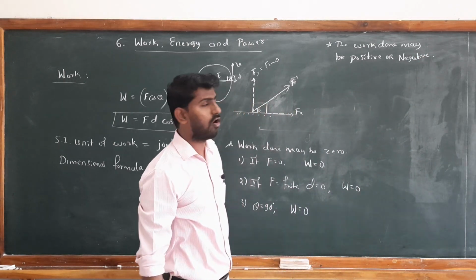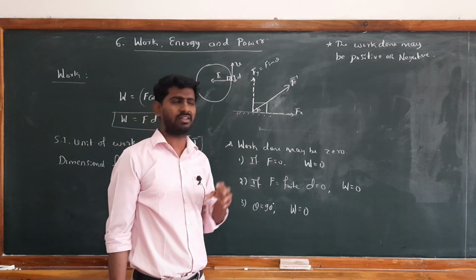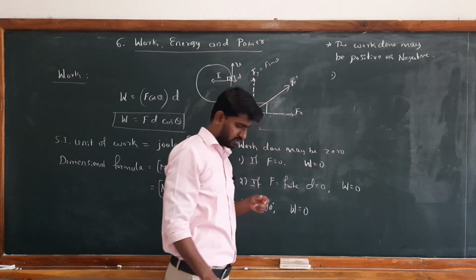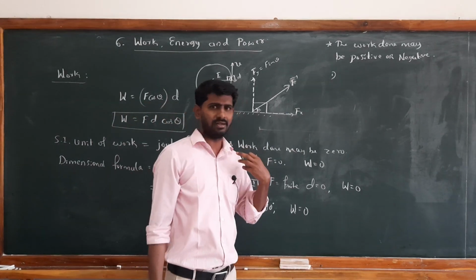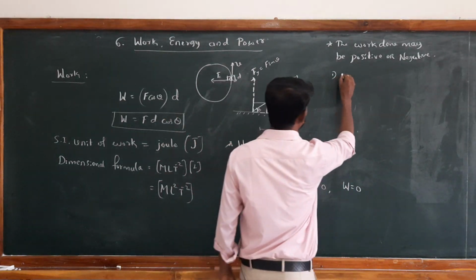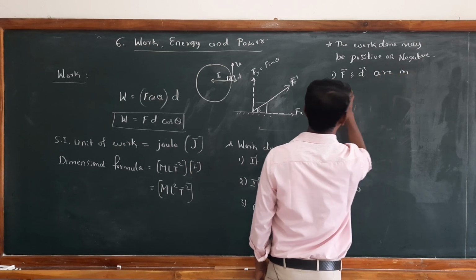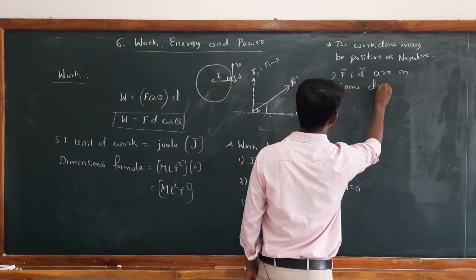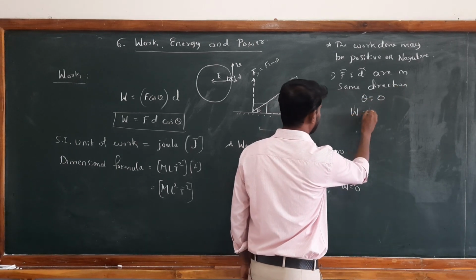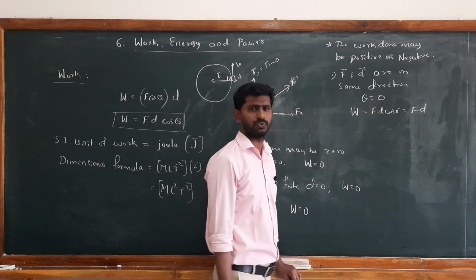The work done may be positive or negative, depending on the direction of the applied force with respect to the displacement, or the direction of net force with respect to the displacement. Whenever the force direction and displacement direction are the same, theta becomes 0, then W is equal to F into D into cos of 0. So you will get FD, which will be positive.